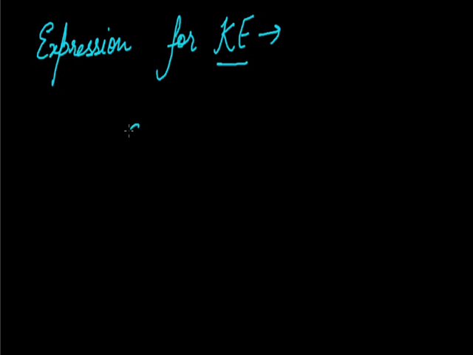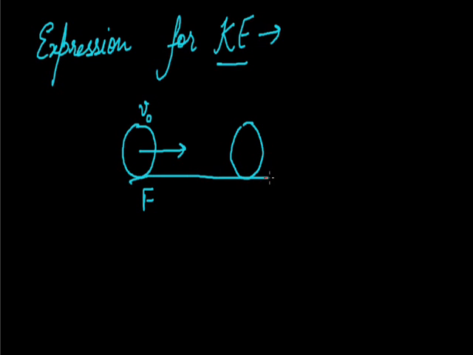Now, let us have a body which is initially moving with the constant speed v0. Now, we observe that a force is applied in the direction of motion of the object, and due to the force application, the acceleration occurs in the object and its velocity increases. And after a while, or we can say that after the displacement s, this object acquires the new velocity which is v.